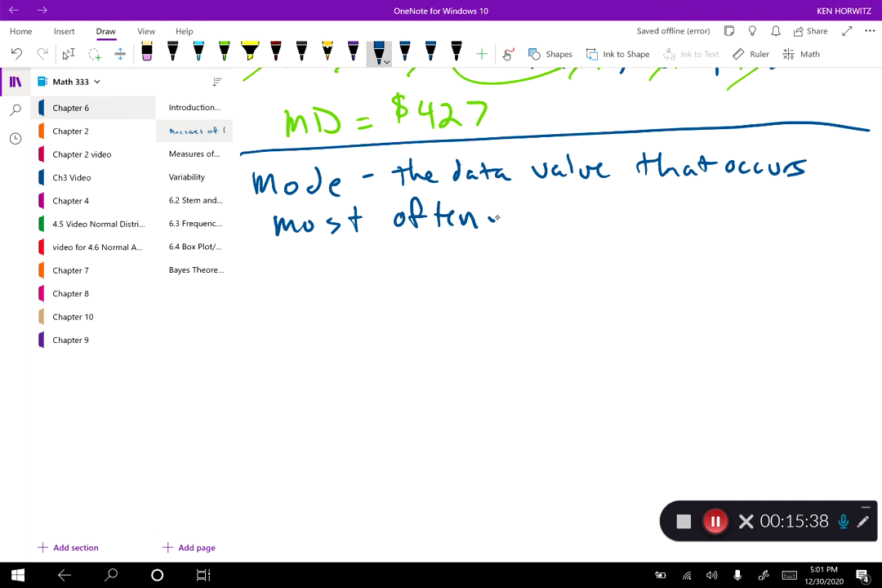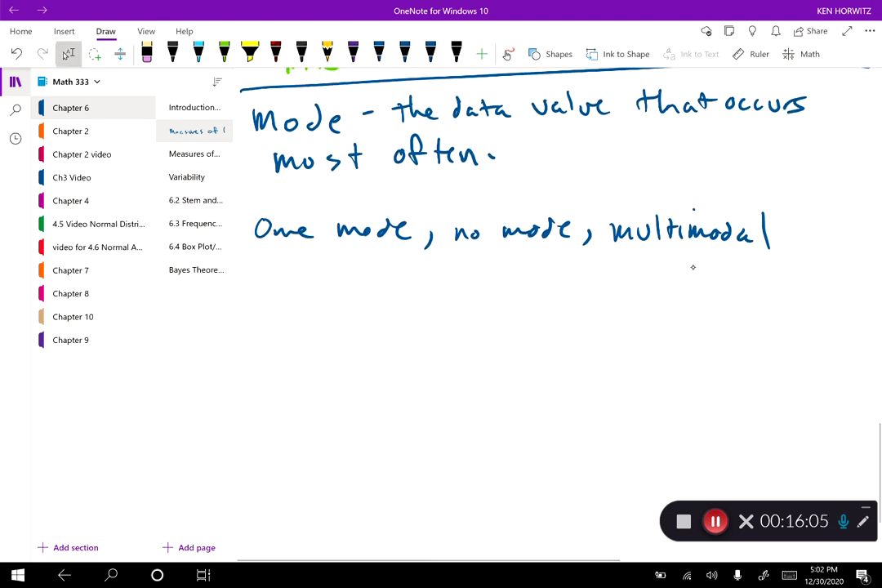Now, a data set can have one mode. It could have no mode, or it could be multimodal, meaning it could have more than one mode. However many values occur the most often, there's your mode. If all the values occur once, I would consider that no mode.